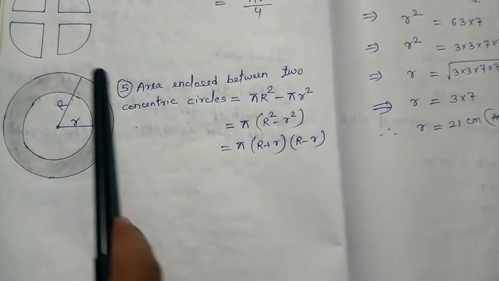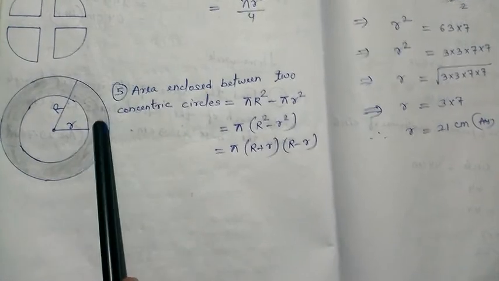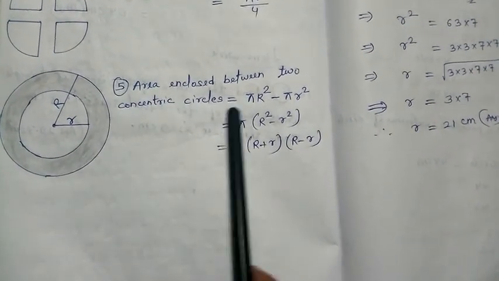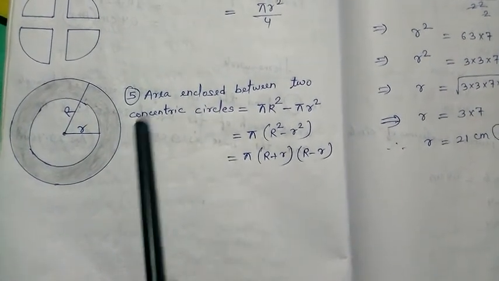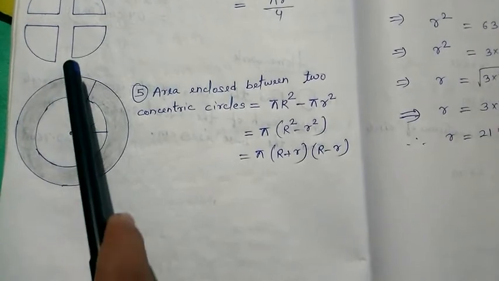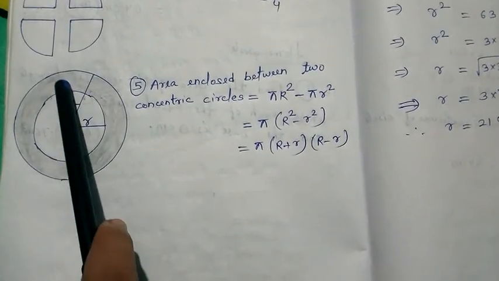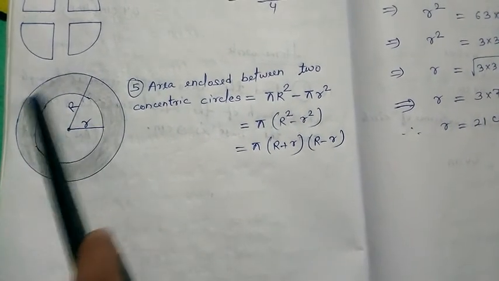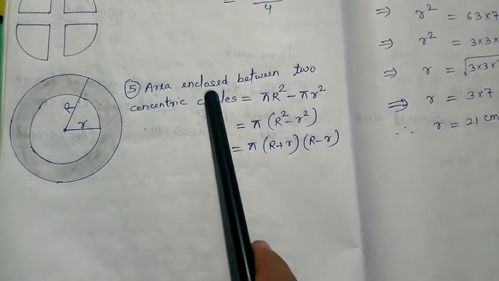Suppose there are 2 circles. If there is another circle inside one circle, then such circles are called concentric circles. Now, the area enclosed between 2 concentric circles. Suppose this is one circle and this is another circle. The area between these 2 circles is this particular shaded portion. You can see I have done shading here.